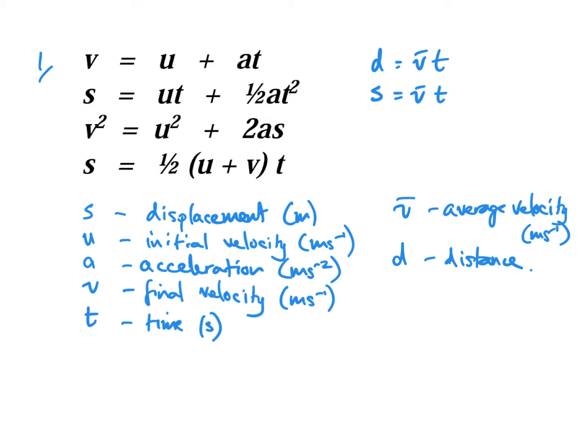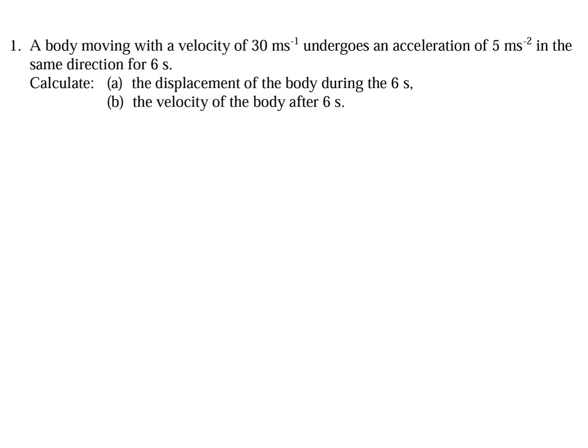And then really for this carry out calculations, the only other thing we can do in terms of a learning outcome note is to look at worked examples. That's the best way. So I've got the ones out the notes copied and I'm just going to go through the solutions for them. So a body moving with a velocity of 30 meters per second undergoes an acceleration of 5 meters per second squared in the same direction for 6 seconds. Calculate the displacement and the velocity during that 6 seconds.